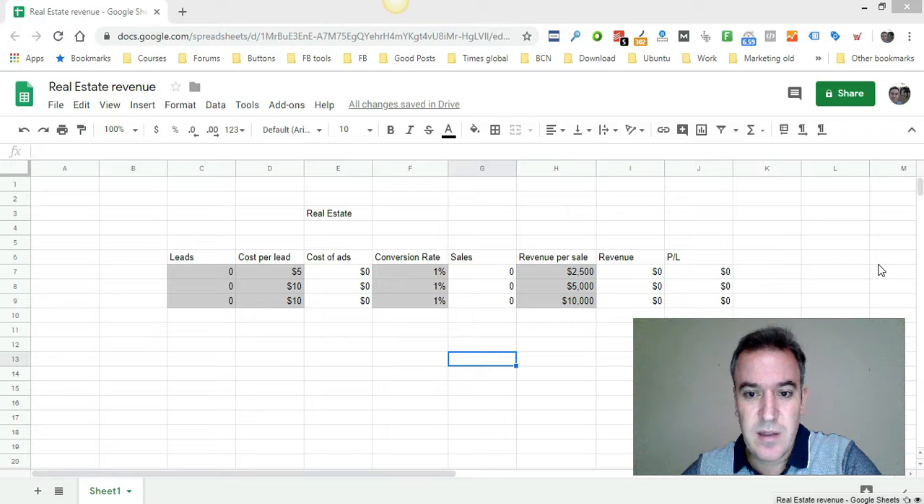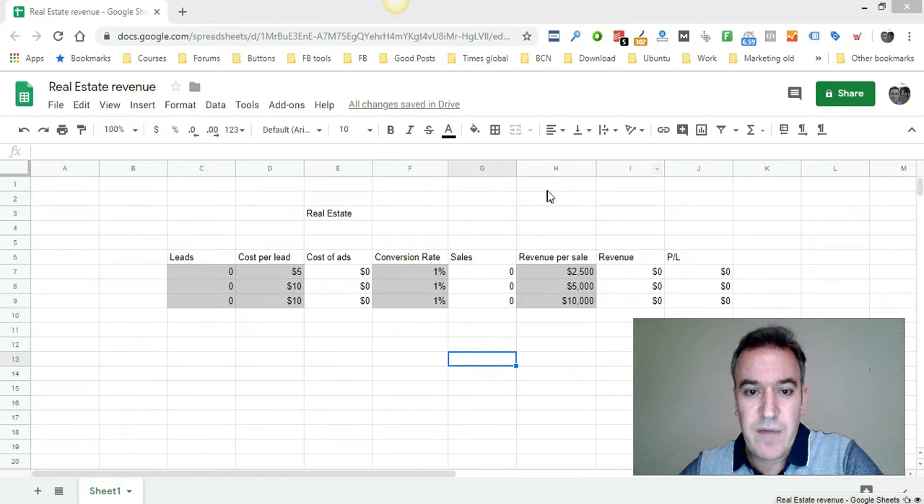This is the medium I recommend if you are starting out and you don't know much about ads, because Google ads can also give good results, but it is a bit more expensive and requires more testing. So let me show you.